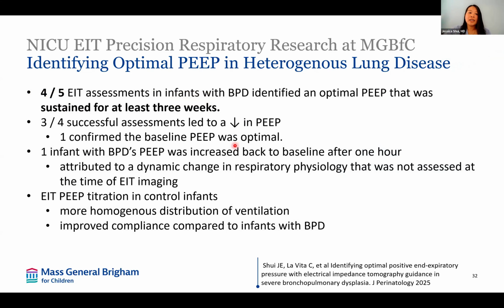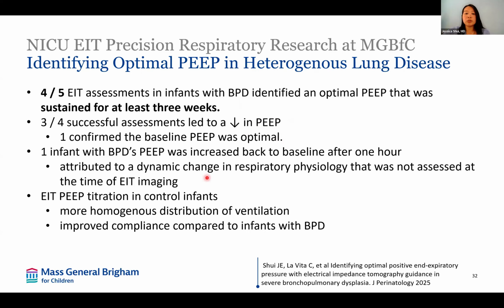And then in summary, out of our 5 EIT assessments, 4 of them were successful with this PEEP titration in the BPD population. And out of those 4 cases, 3 of them ended on identifying a lower PEEP than the team clinically chose for the patient, and they were able to stay on that PEEP for over 2 weeks, which is what we considered successful. And then 1 of those 4 confirmed that the PEEP that the team clinically chose was already optimal.